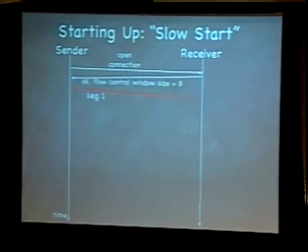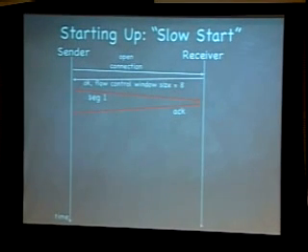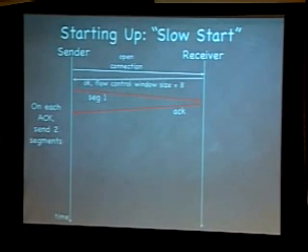Then the sender sends the first segment, and it gets an ACK. So initially, this congestion window value starts off at 1. Okay, you send 1 packet, 1 segment, you get an acknowledgement back. And now the algorithm is as follows. For every acknowledgement you get back, you increase the congestion window by 1. Okay?